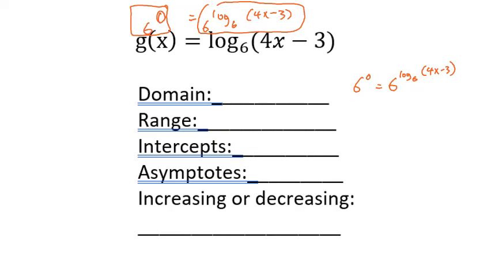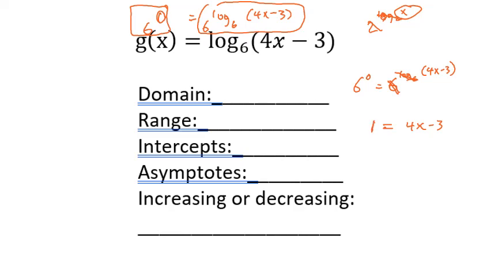Remember that this and this, they're going to cancel each other out, just like we had with 2 to the log base 2 of x, that these two cancel each other out and just left us with x. So in this case, the log base 6 and the base of 6 cancel each other out, and over on the right hand side, we just have 4x minus 3. Remember that 6 to the 0 power is 1.